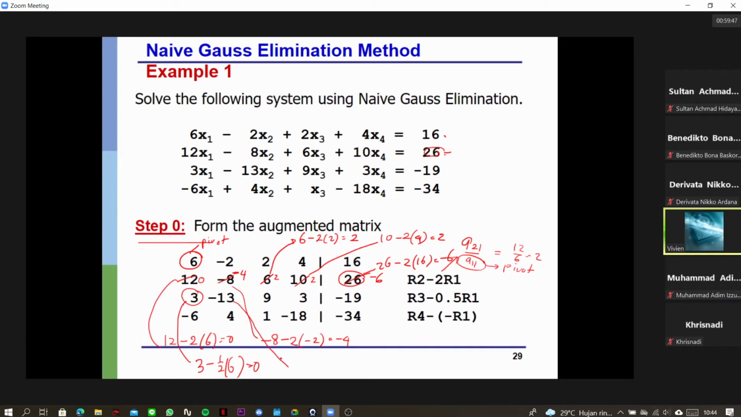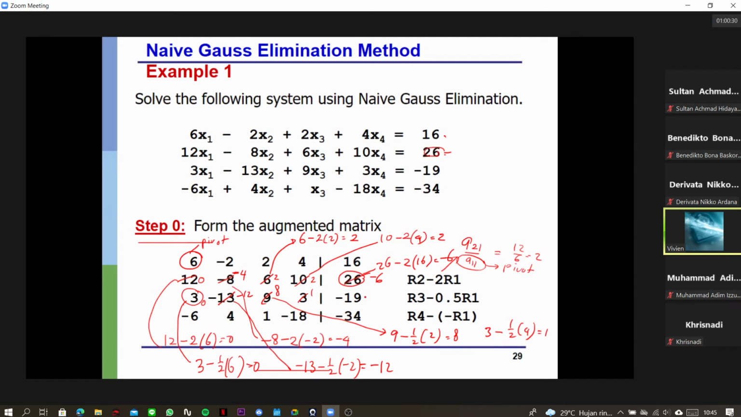Now we continue to the second element in the row: minus 13 minus half times minus 2. Because minus and minus is positive, that is positive 1, so it becomes minus 12. Next, the third element: 9 minus half times 2, which is 1, so that is 8. Next we have 3 minus half times 4, which is 2, so 3 minus 2 is 1.